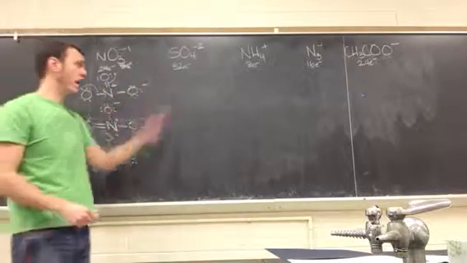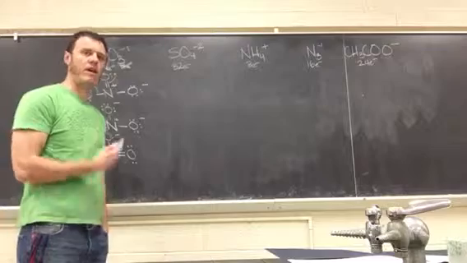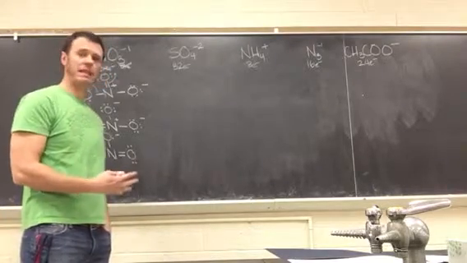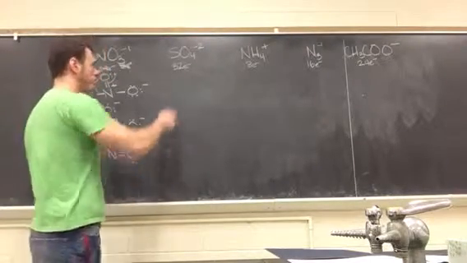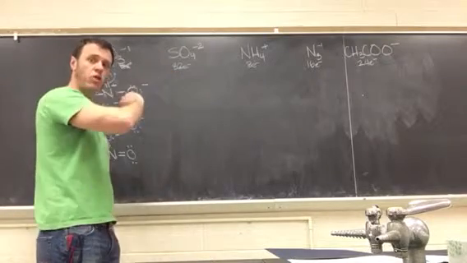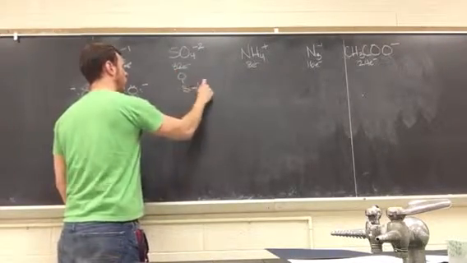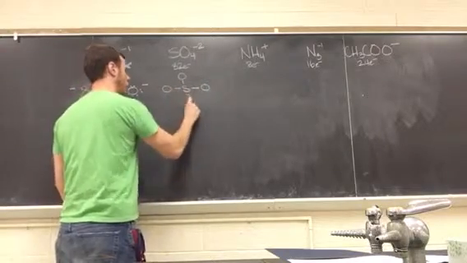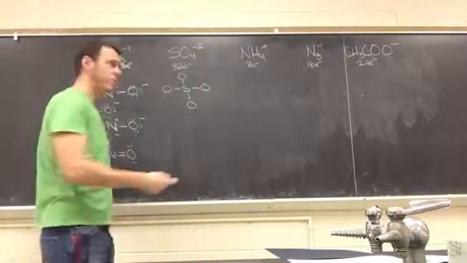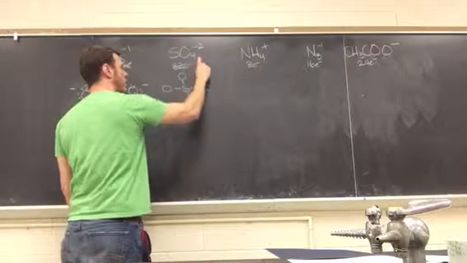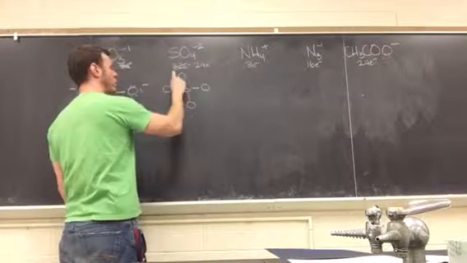I'm now going to do SO4-2. All right, SO4-2 is going to be a little bit longer. We have 32 electrons. Sulfur goes in the middle. We have our drawing here. So we've used up 8 electrons. We now have 24 more electrons to work with.